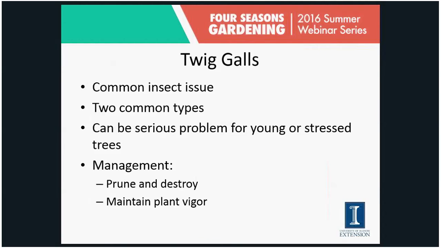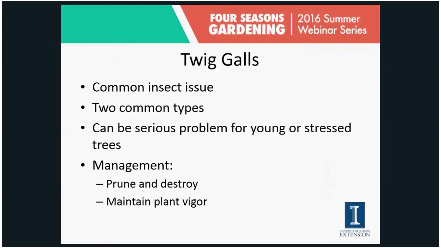So those were leaf galls or foliar galls. We also have twig galls, which again are common insect issues, and there are two common types of twig galls, which can be serious for younger trees or stressed trees. The management for these twig galls is to prune out and destroy the galls, and then to try to maintain plant vigor. When you have a young tree, it's a little bit easier to reach most of the branches, and so pruning isn't such a problem. When you start getting into the larger mature trees, it's going to be impossible to prune out all of those galls.